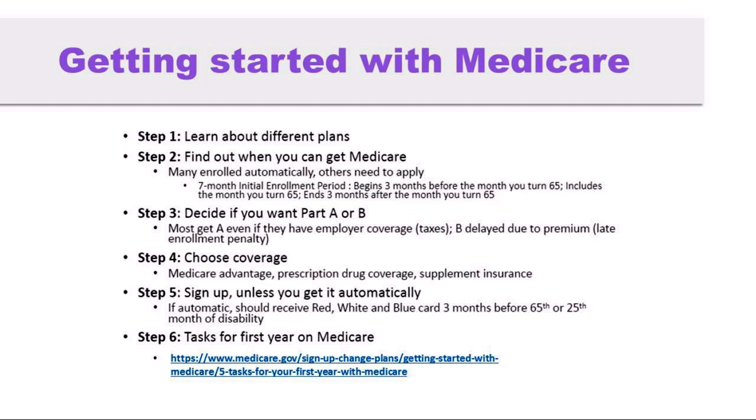Step 5 is to sign up. If you are automatically enrolled in Medicare, you will receive your Medicare card, also known as the red, white, and blue card, 3 months before your 65th birthday. Medicare's website includes a list of important tasks for your first year on Medicare.